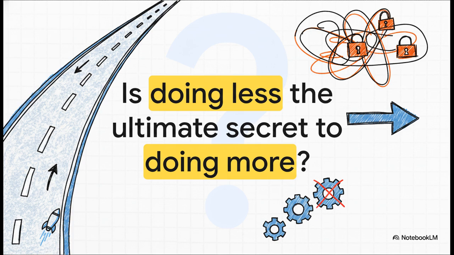In a tech world completely obsessed with more cores, more threads, and complex multithreading, is doing less actually the ultimate secret to doing more? By ruthlessly engineering out synchronization, locks, and overhead, Redis proves that sometimes the fastest way forward is an incredibly focused, single-lane highway.